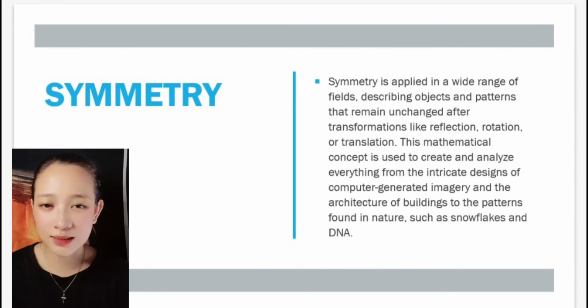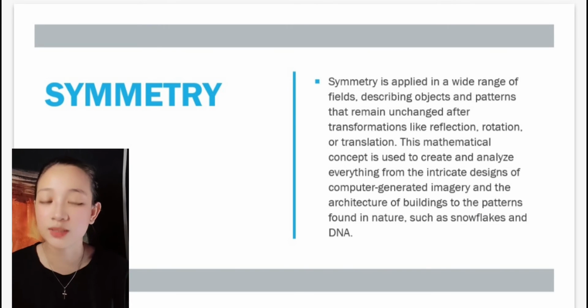Next, we have symmetry. Symmetry is applied in a wide range of fields, describing objects and patterns that remain unchanged after transformations like reflection, rotation, or translation. This mathematical concept is used to create and analyze everything from the intricate designs of computer-generated imagery and the architecture of buildings to the patterns found in nature, such as snowflakes.